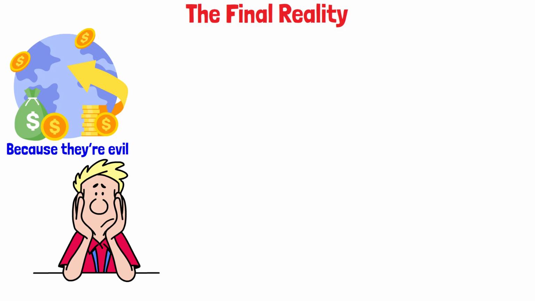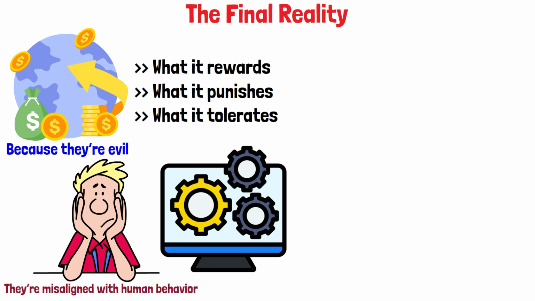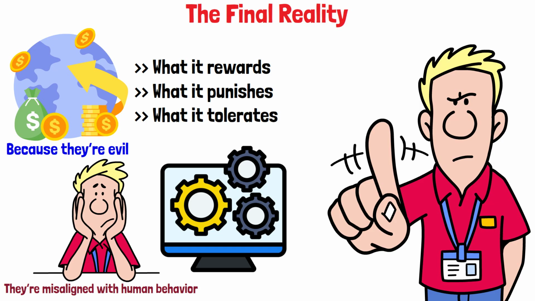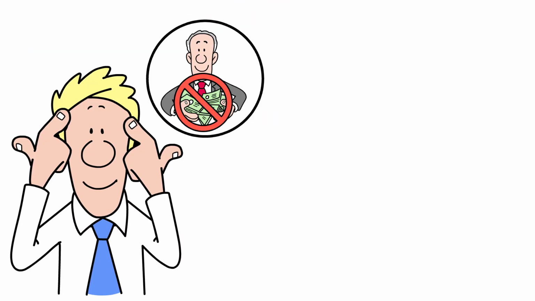The final reality: economic systems don't fail because they're evil. They fail because they're misaligned with human behavior. Every system reflects values. What it rewards, what it punishes, what it tolerates. There is no perfect model, only trade-offs. Understanding systems doesn't make you rich, but it makes you harder to exploit.